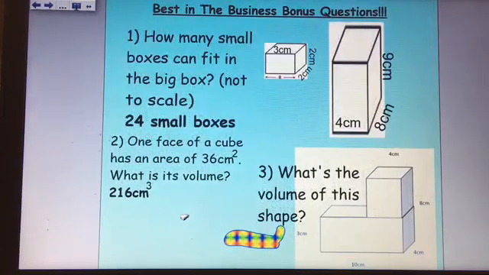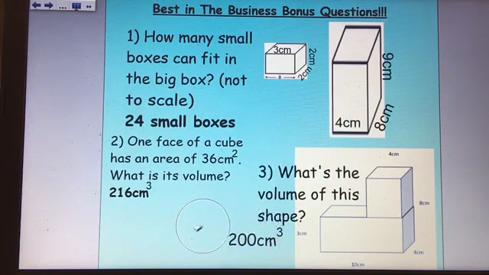Okay, so let's have a look at the next question. What's the volume of this shape? So there's some missing sides you've got to calculate, which is this part here. So hopefully you've worked out that from here to here is 3 centimetres and the whole thing is 8. So this part here has got to be 5. Then you can work out the volume of both of them and add them together. The answer being 200 centimetres cubed.